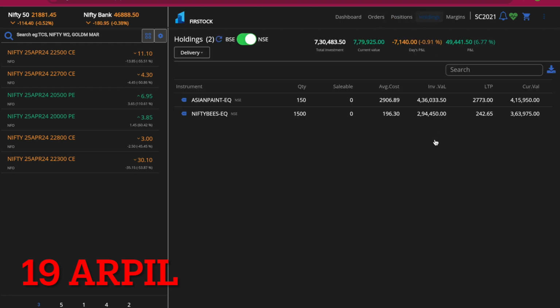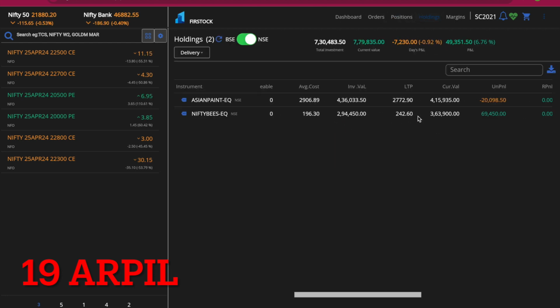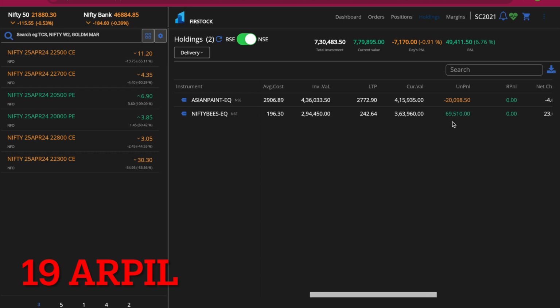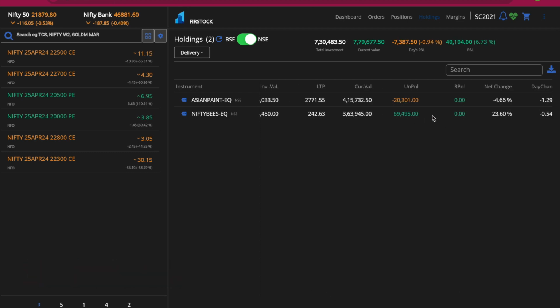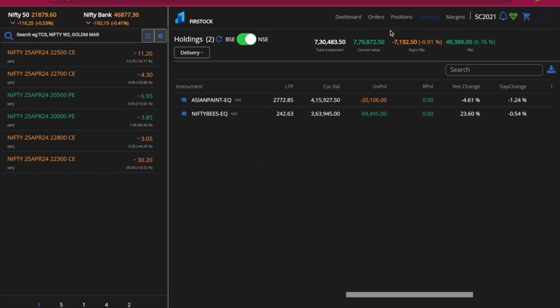Here holdings, and you know already my holdings are there in Asian Paints and FTVs. Asian Paints same old negative 20k, and FTVs is positive. So that's it for now. Let's catch up in next update.